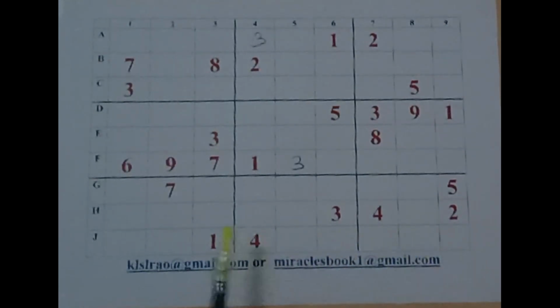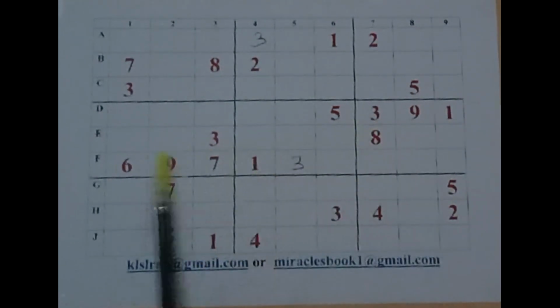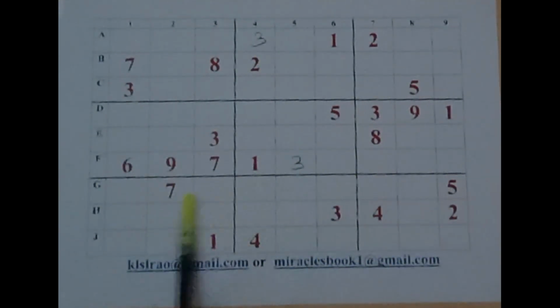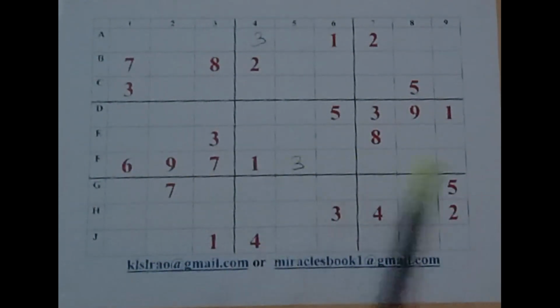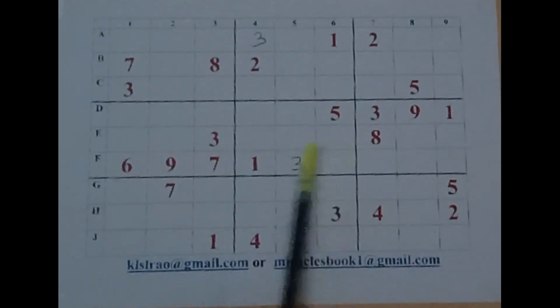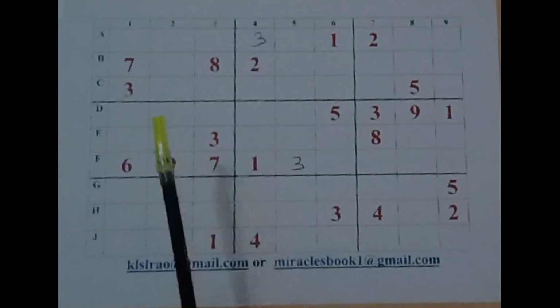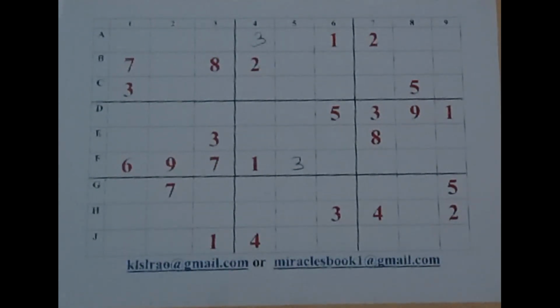Then 4 is missing. 5 occurs just once. 6 occurs once, 7 is also appearing once, 8 once, and 9 2 times. But 9 gets these 3 places. We are not sure how to write the third 9. Okay, let's leave it. But before we leave this strip, have a look.